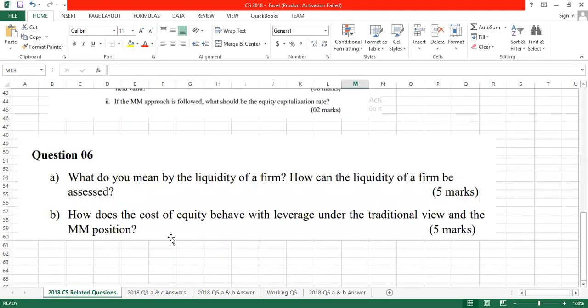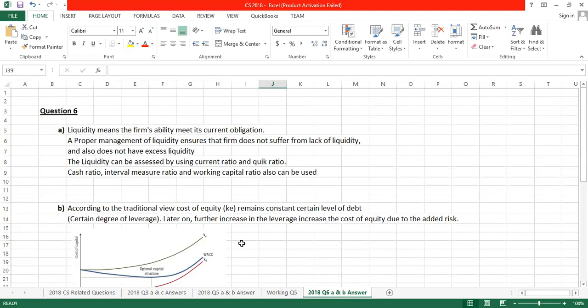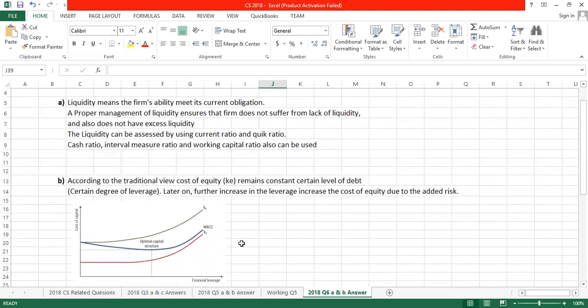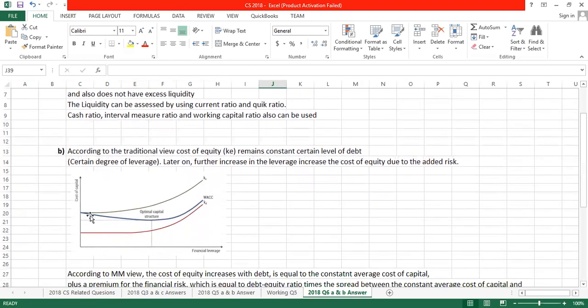The next question is, how does the cost of equity behave with leverage under the traditional view and the Modigliani and Miller position? See the answer. First, according to the traditional view, the cost of equity remains constant up to a certain level of debt or a certain degree of leverage. You can see the graph. Later, with the increase in leverage, the cost of equity also increases due to the debt risk.